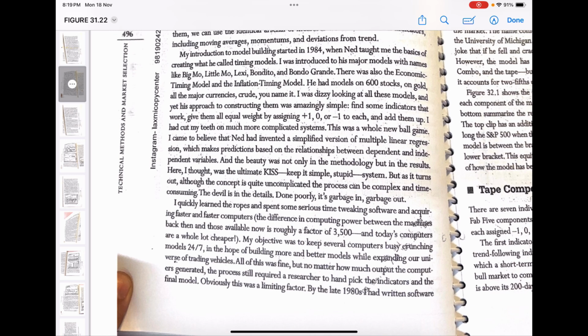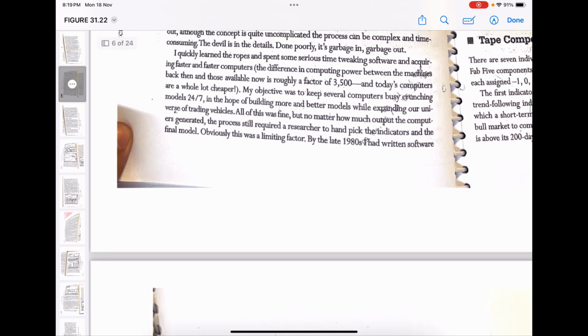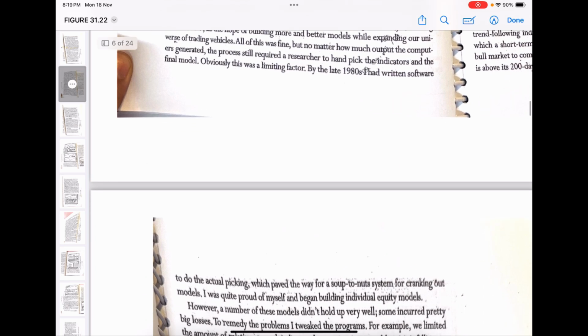I quickly learned the ropes and spent some serious time tweaking software and acquiring faster and faster computers. My objective was to keep several computers busy crunching models 24/7 in the hope of building more and better models while expanding our universe of trading vehicles. All of this was fine, but no matter how much output the computers generated, the process still required a researcher to handpick the indicators and the final model. Obviously, this was a limiting factor.